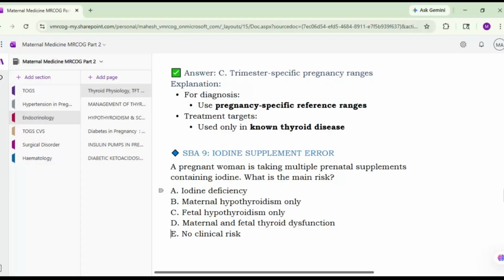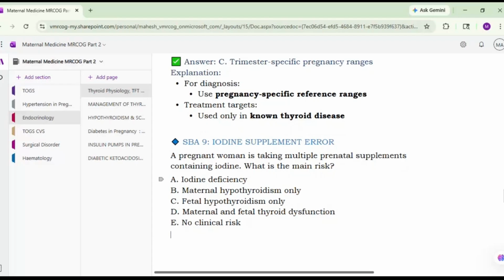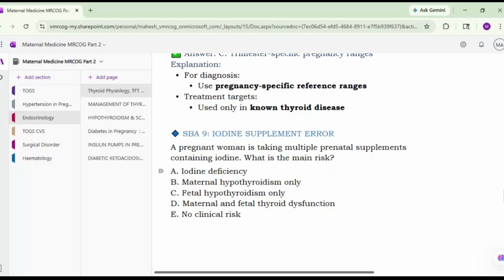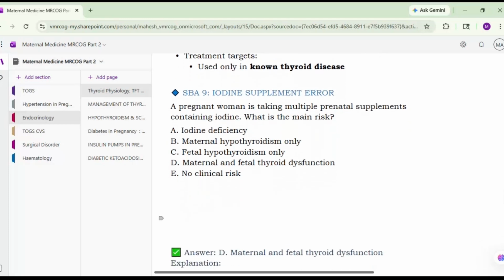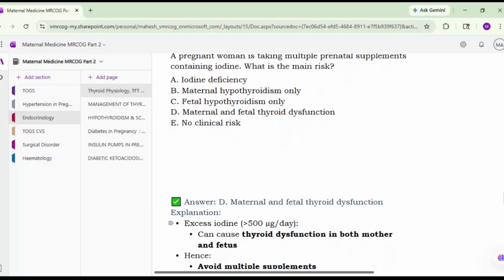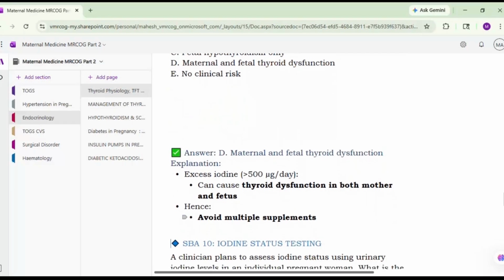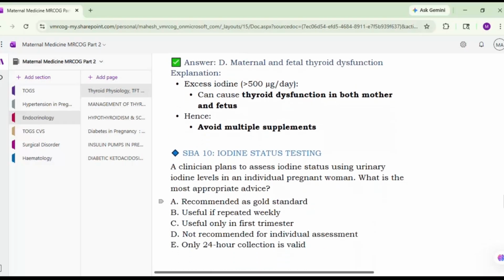Multiple prenatal supplements containing iodine. What will it have an effect on? She is taking iodine supplementation, but there are recommendations on how much supplementation should be taken. It should be a single intake, daily. It should not be in bulk either. So it will lead to D, maternal and fetal thyroid dysfunction. Excess iodine, more than 500 micrograms per day, can cause thyroid dysfunction in both mother and fetus. Avoid multiple supplements. Okay, next.